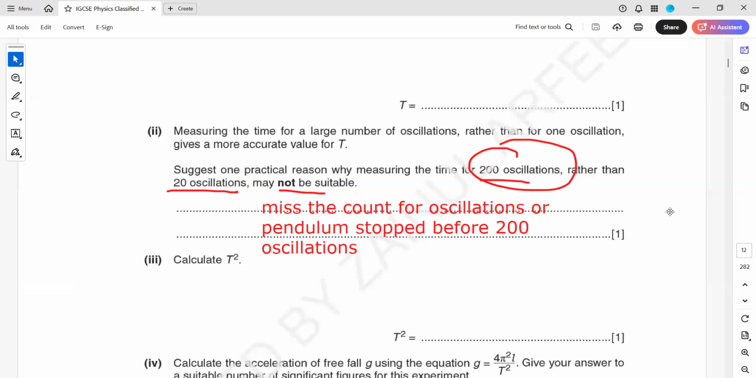The next is T square. What is the meaning of the term T square? We had T as 1.39. So what is T square? 1.39 squared, multiply it by itself. The answer is 1.93. What is the unit? It is important to write the unit. Not second, second square, because it's T square. If the unit of time is second, what is the unit of time square?